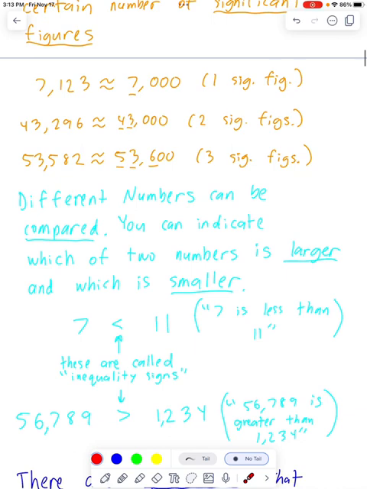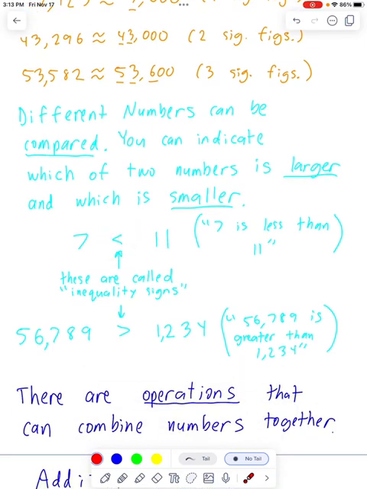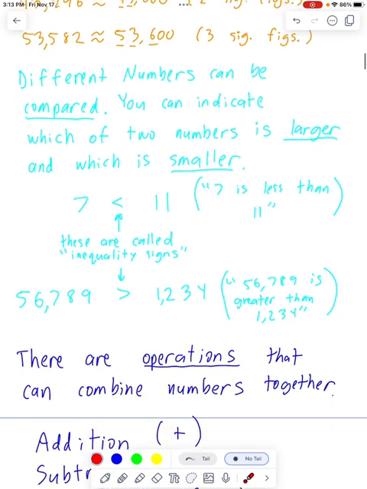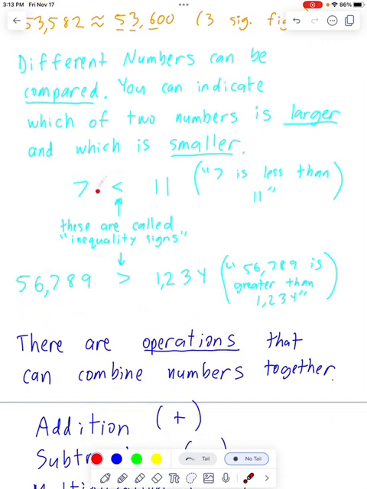Different numbers can be compared by indicating which of the numbers are larger and which is smaller, and we can do this by using inequality signs. In this case, here, and also here. This would be the less than sign, this would be the greater than sign.